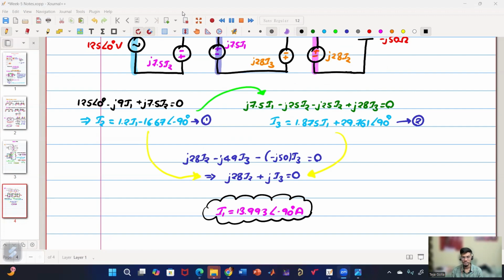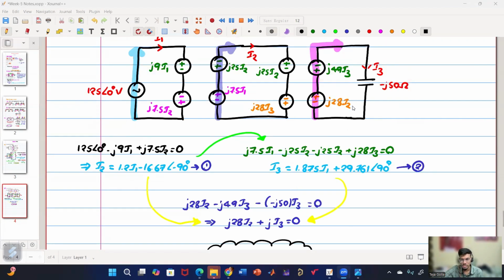Yes, tell me. Sir, how did you get this equation? So this equation I got from this loop 3. From here to here it is increment, so plus J28 into I2. And from here to here it is decrement, so minus J49 I3. And in the capacitor, this is the polarity, right? So this is plus, this is minus, so decrement. So negative of its impedance, which is minus J50 into current I3. So minus minus will become plus J50 I3 and minus J49, so it will be plus J I3. This is J28 I2 equal to 0.